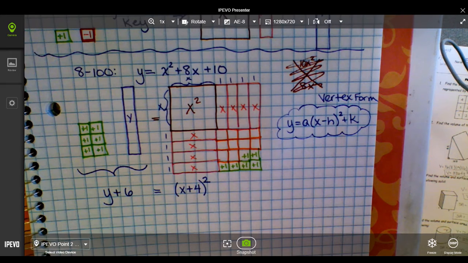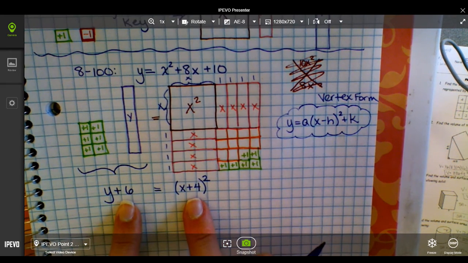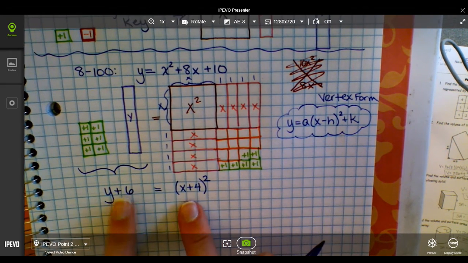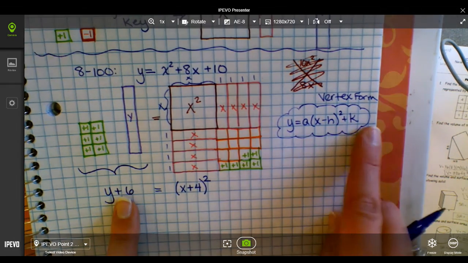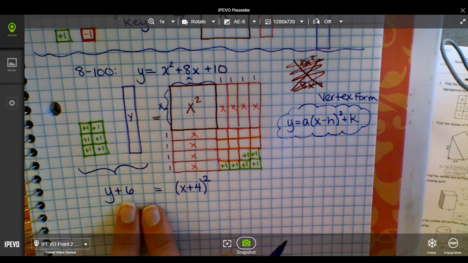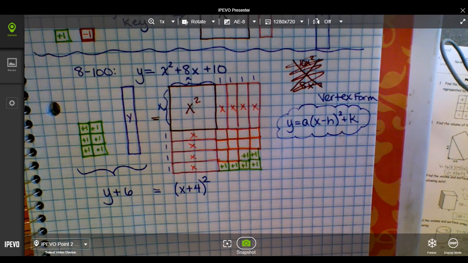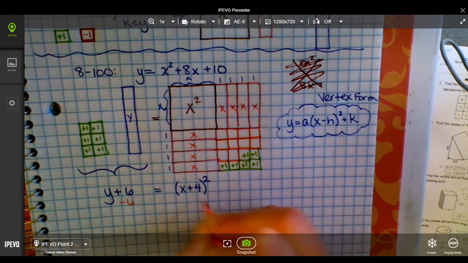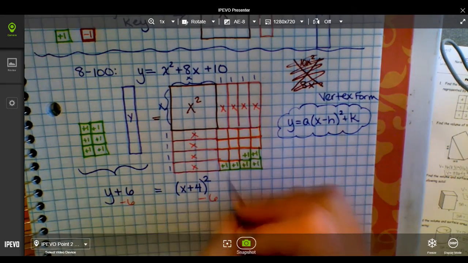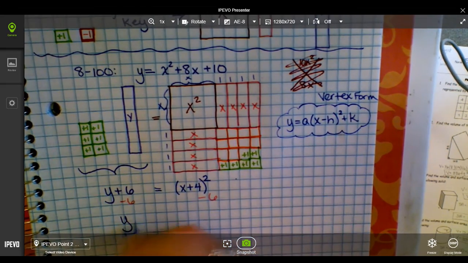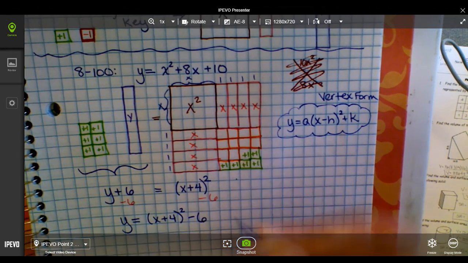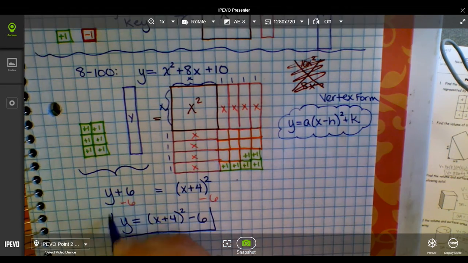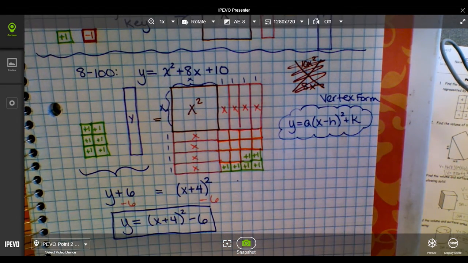Okay, however, what I have over here is not quite in vertex form yet. What do you think I have to do to this guy in order to get it into vertex form? Because I want y equals whatever. What do you think has to move? Go ahead. The 6. So I'm going to subtract the 6 on both sides. So now I'm going to have y equals x plus 4 squared minus 6. So now I turned standard form into vertex form.